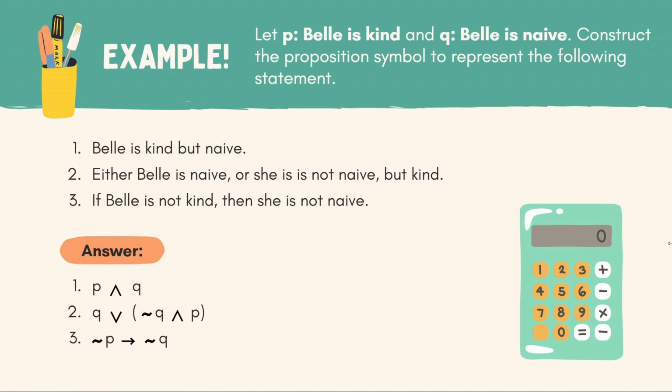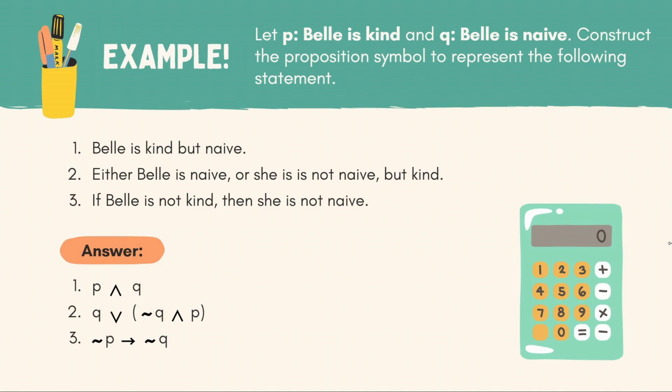Question 2. Either Belle is naive or she is not naive but kind. In this sentence, you can see they use three logical operators, which are "or", disjunction, "not", negation, and "but", conjunction. So the answer for this question is q, symbol for disjunction, left parenthesis, and then not q, conjunction, p, and then close it with right parenthesis.